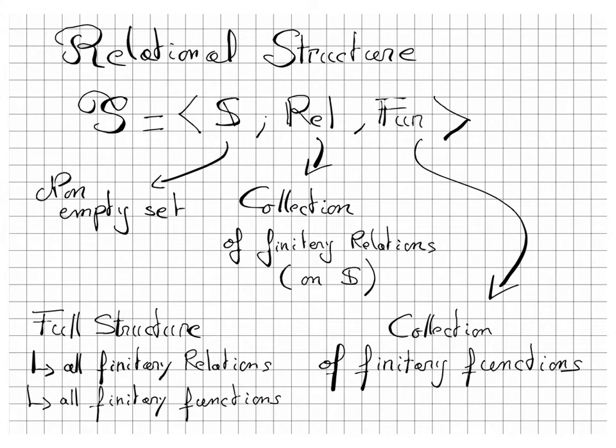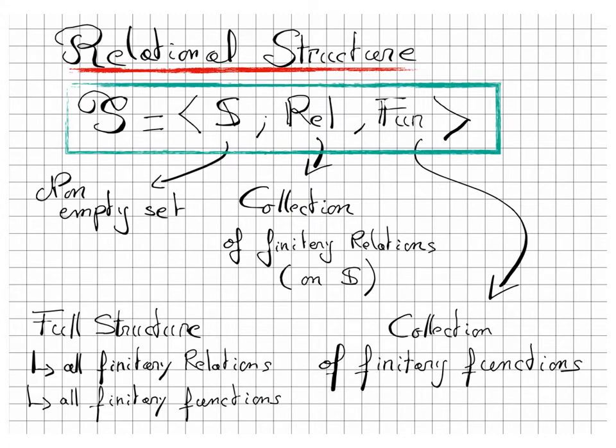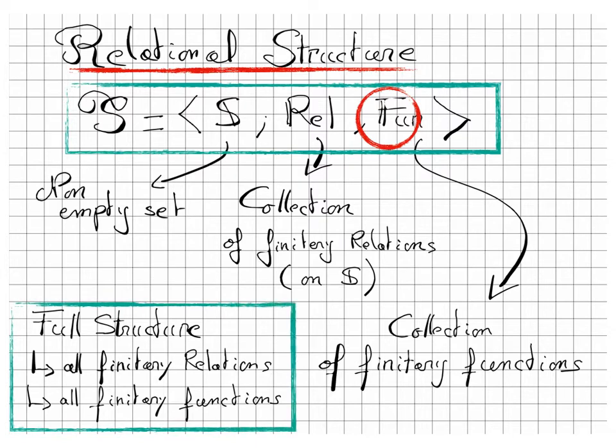So let me first define a relational structure as a triplet built on a non-empty set S, a collection of finitary relations, and a collection of finitary functions. In particular, we talk of a full structure when both collections include all possible finitary relations and functions.